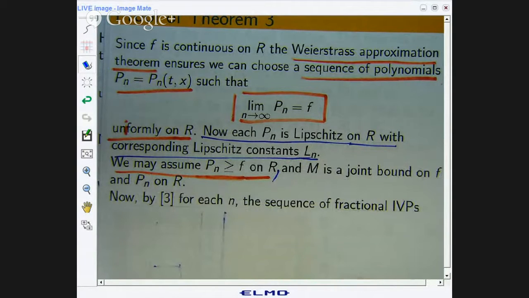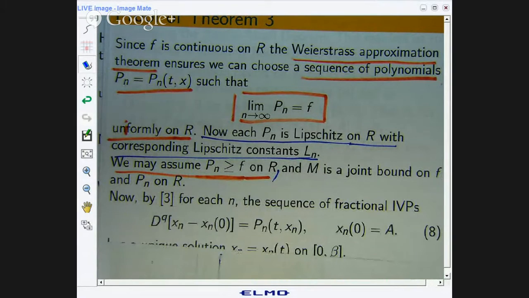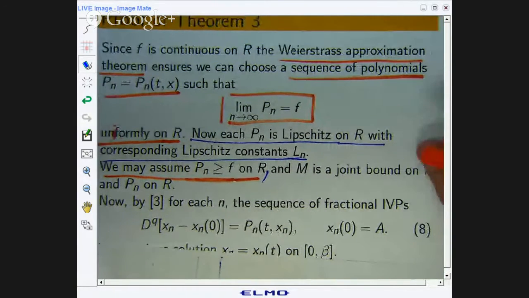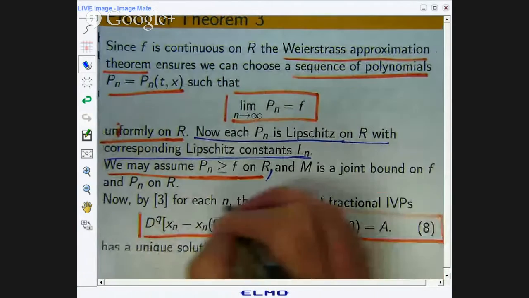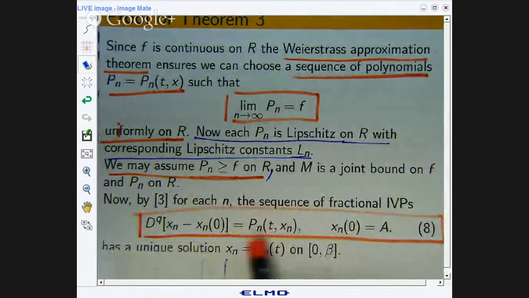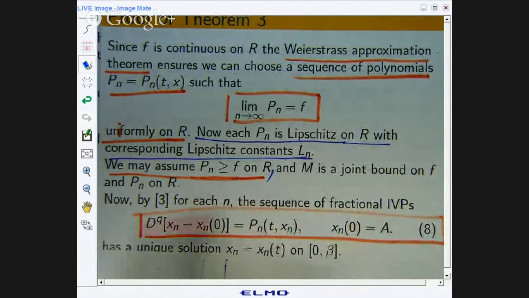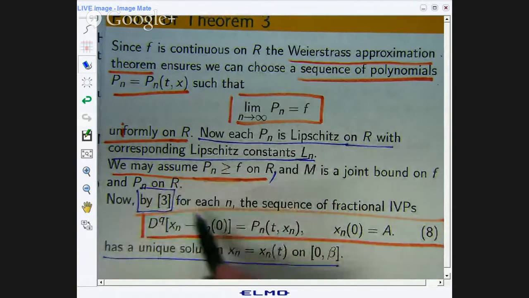on the rectangle. Okay, so now our interest moves a little bit to a sequence of problems where the right-hand side is no longer this f, but it's a sequence of approximating polynomials. Okay, and I've got this sequence here. Now, the right-hand side is Lipschitz for every n. So I know from one of my papers and others that for every n, this problem has a unique solution, x1, x2, x3, x4.